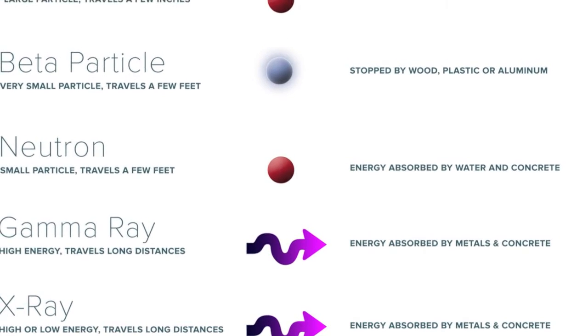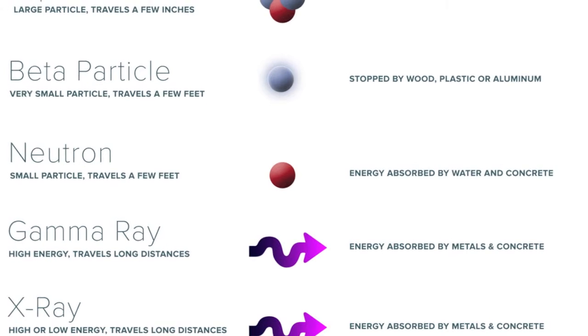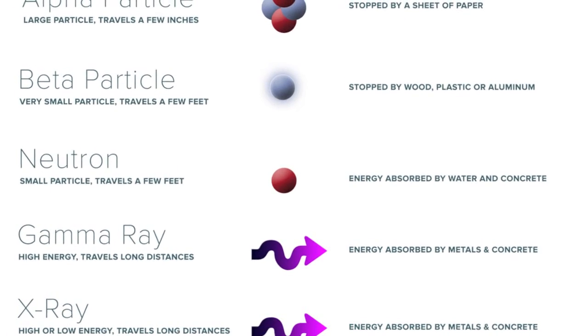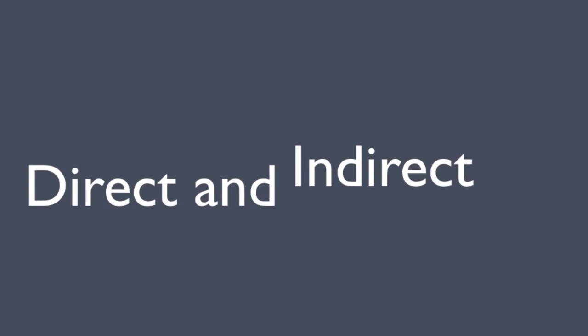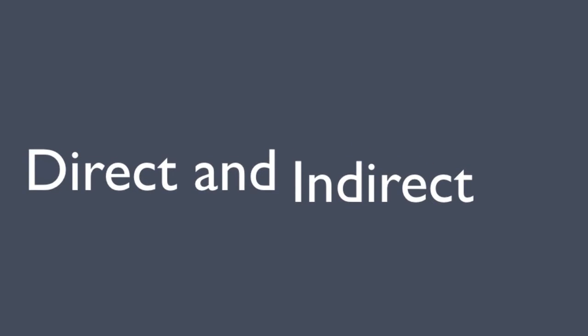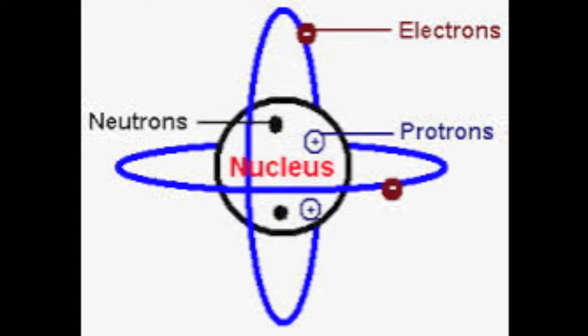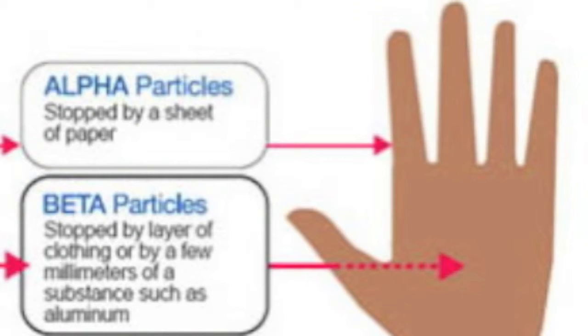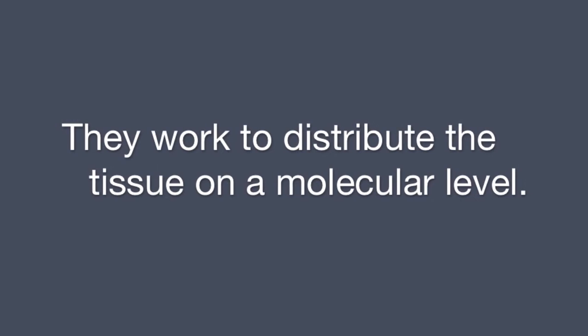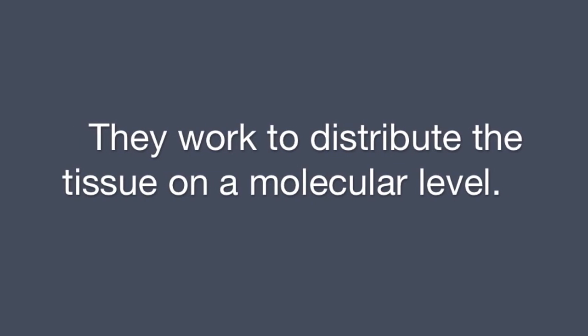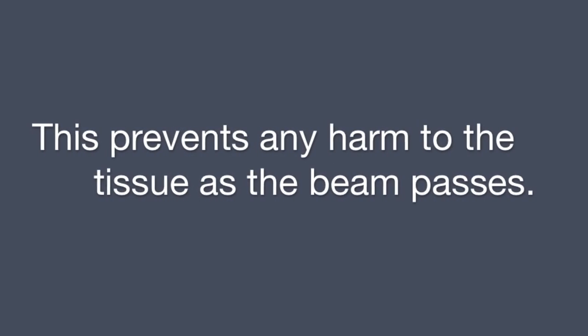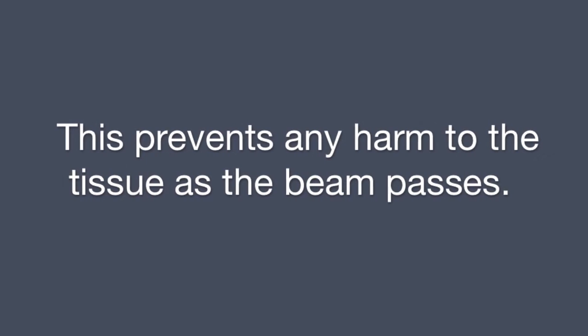The different electromagnetic waves and subatomic particles just covered make up different kinds of beams that affect the body differently. The two beams are referred to as indirect and direct ionizing beams. Direct ionizing beams are made up of protons, a positively charged particle found in the nucleus of an atom, alpha and beta particles. Altogether, they work to disrupt the tissue they are passing through on a molecular level. This prevents any harm to the tissue as the beam passes to the infected area.